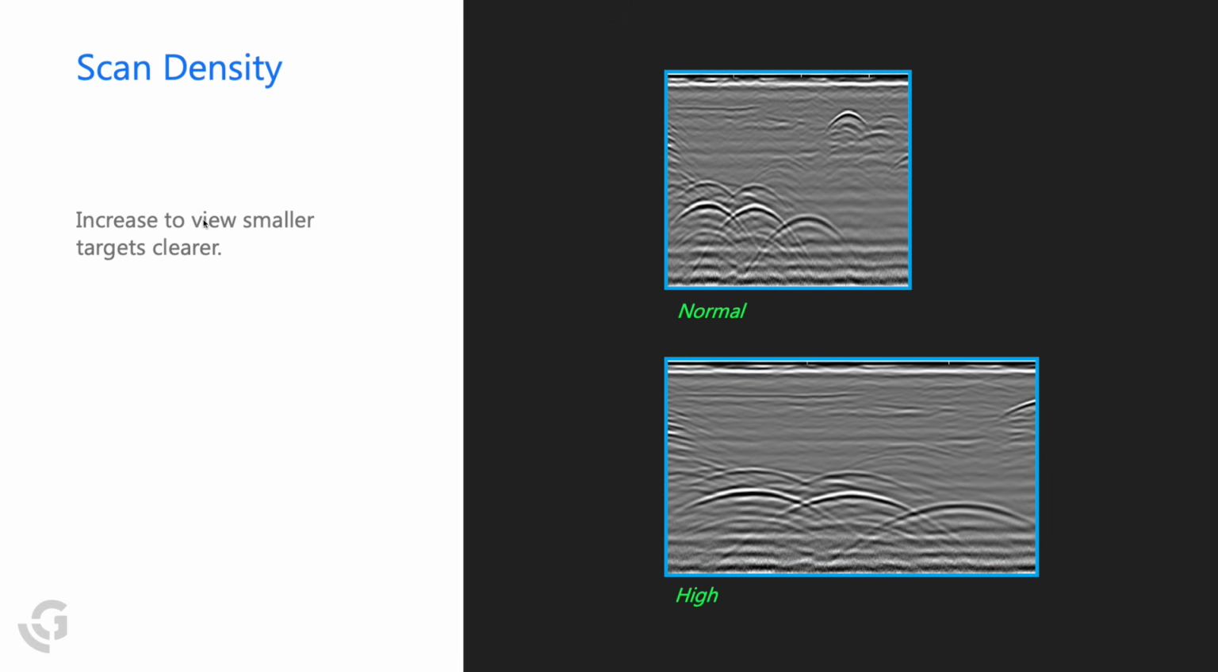Next, let's look at scan density. With scan density, we have 2 options, normal or high scan density. By increasing our scan density, we're stretching our data coast to coast. In the event that we have a particularly small object that we're trying to locate or bisect with our backup cursor and finding difficulty, we can increase our scan density to stretch that data left to right.